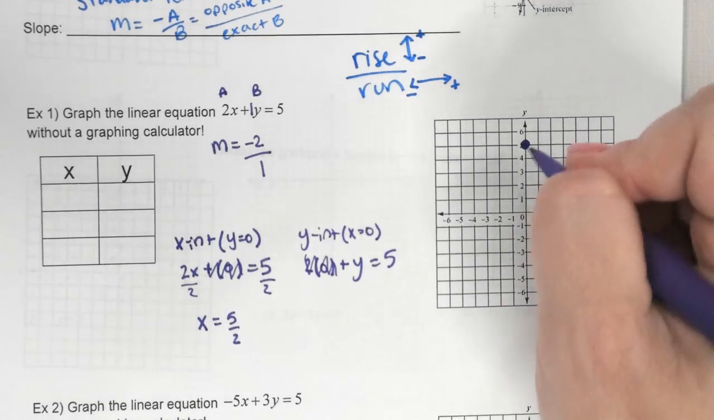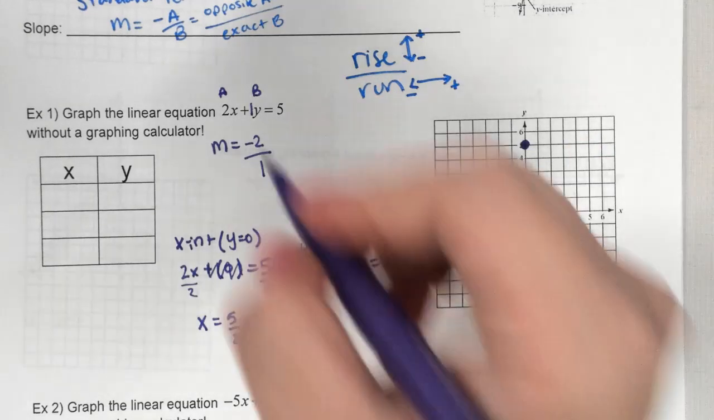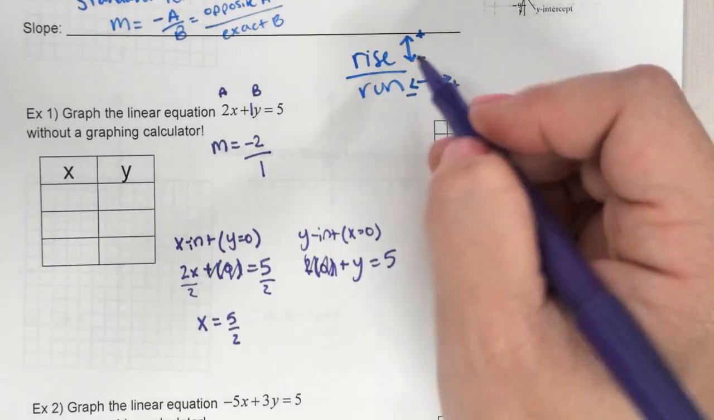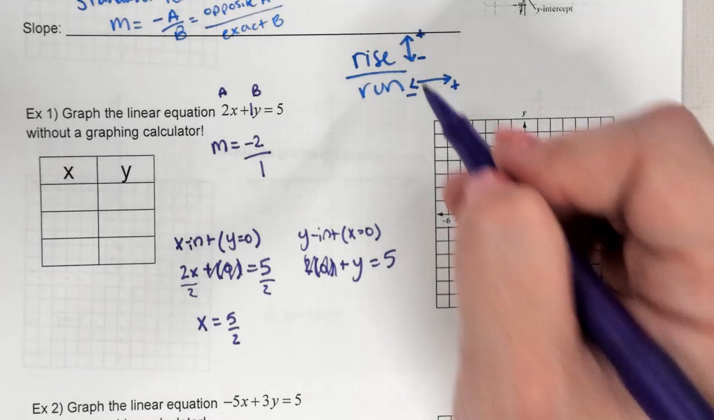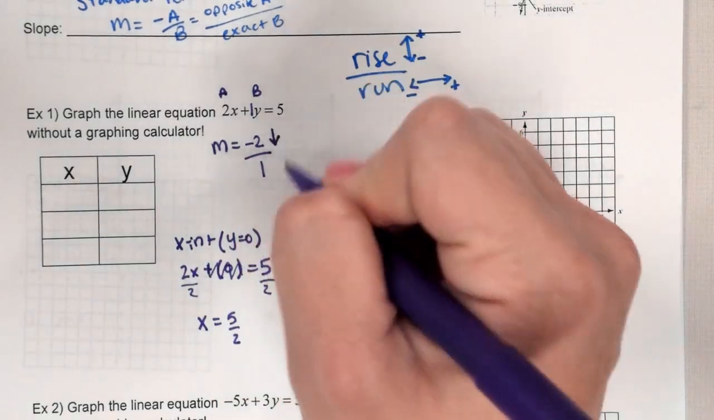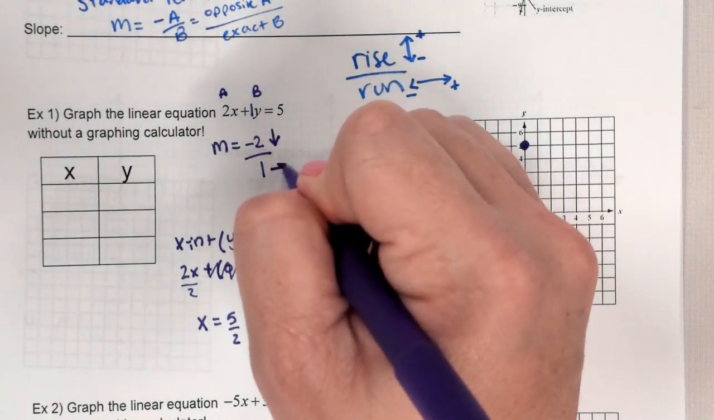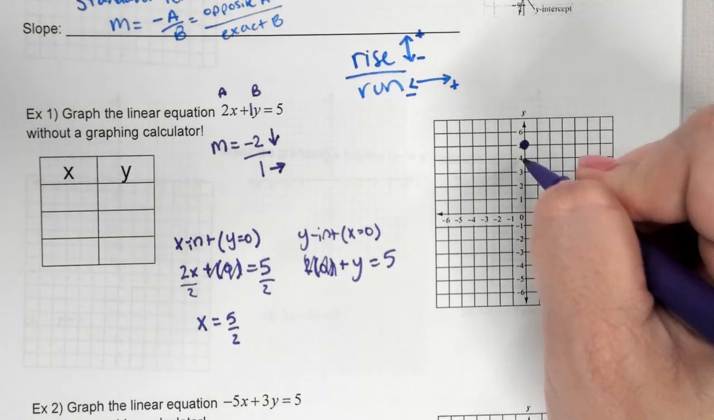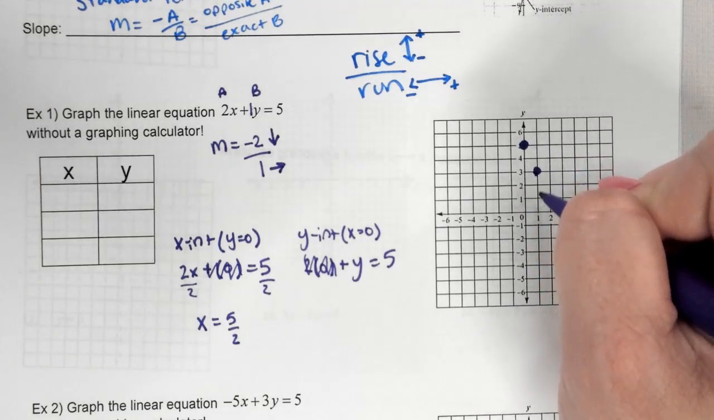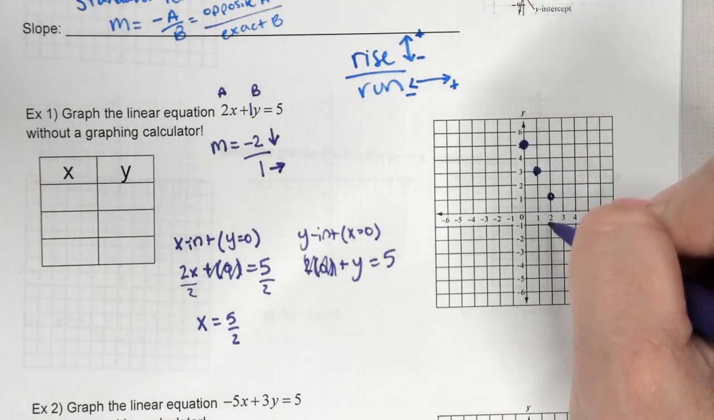So what am I going to do from this point? The top number is up or down. So am I going to go up or down? Down. And positive 1 tells me to go right 1. So from this point, I'm going to go down 2, over 1. Down 2, over 1. Down 2, over 1.